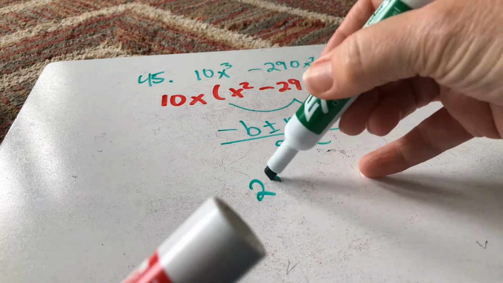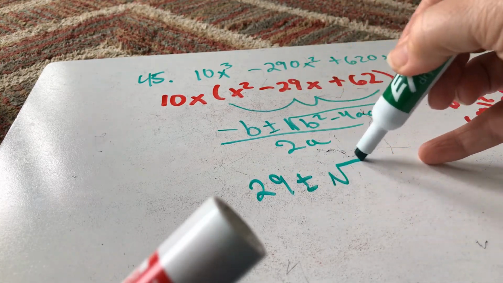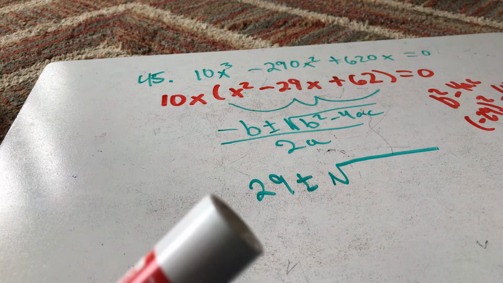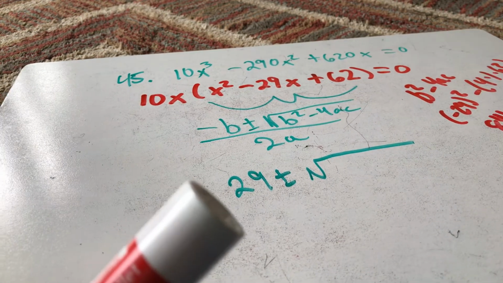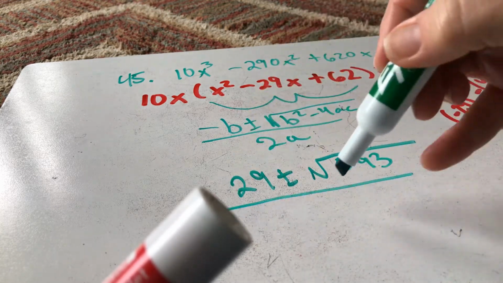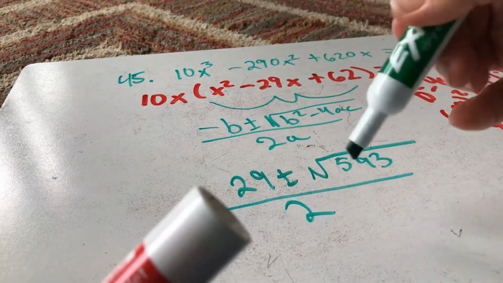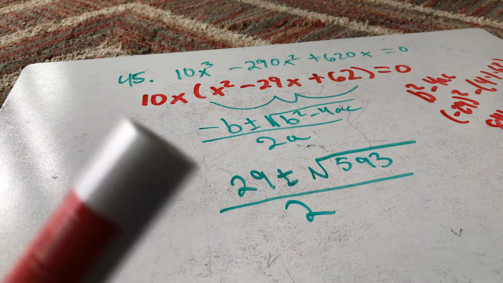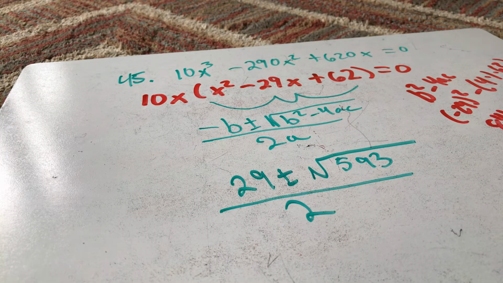So negative b plus or minus square root of b squared minus 4ac all over 2a. Opposite of b will be positive 29. We already did the b squared minus 4ac to see if it was factorable. We got 593 all over 2 times a, which is 1, so just times 2. So what does the answer look like? It looks like that. Okay, so it has 3 answers in the back of the book, though.